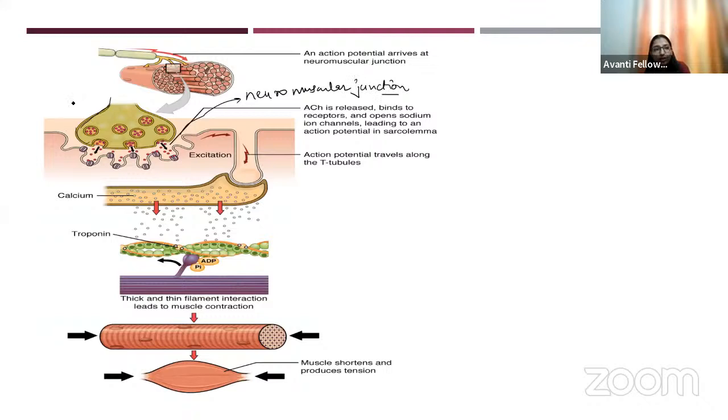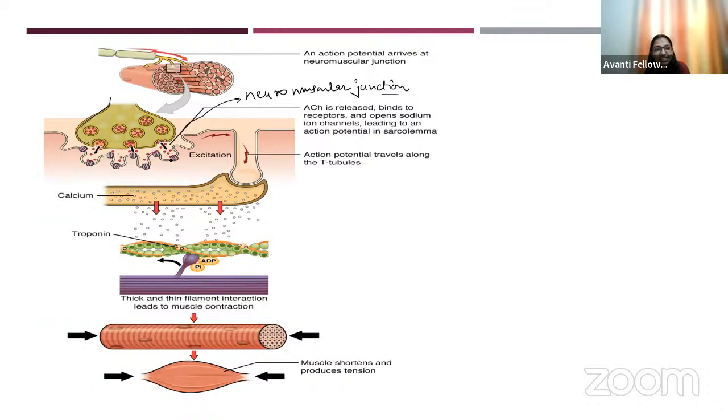Now this motor neuron and the muscle fiber will act as a motor unit. When the signal reaches the end of the motor neuron, these vesicles containing acetylcholine, which is the neurotransmitter, will release into the neuromuscular junction. You can see this red. They are the acetylcholine neurotransmitter released in the neuromuscular junction.